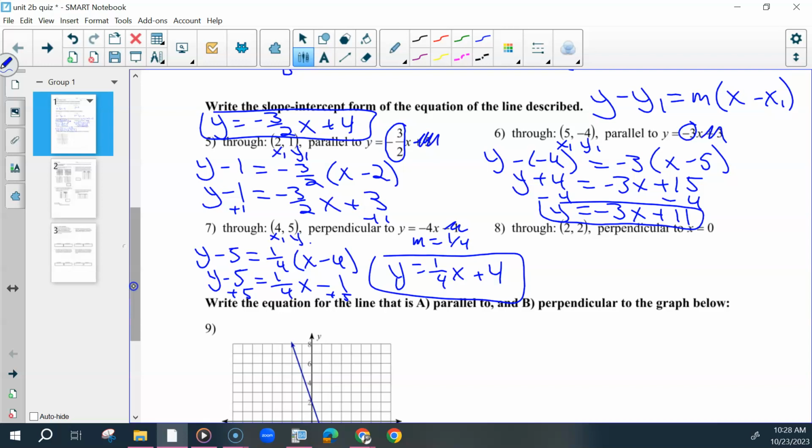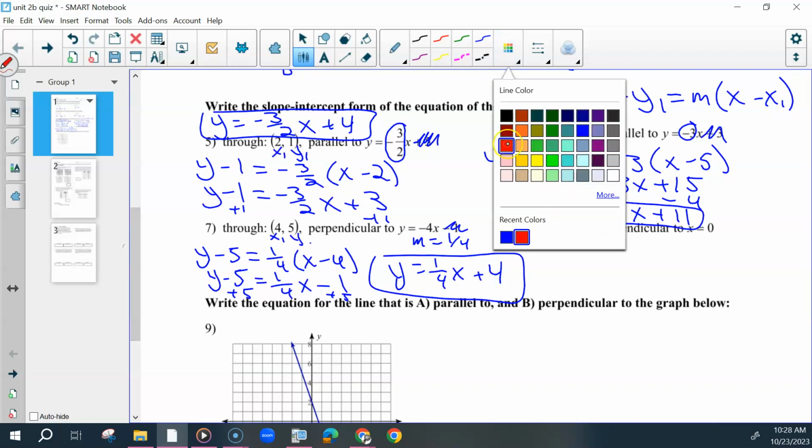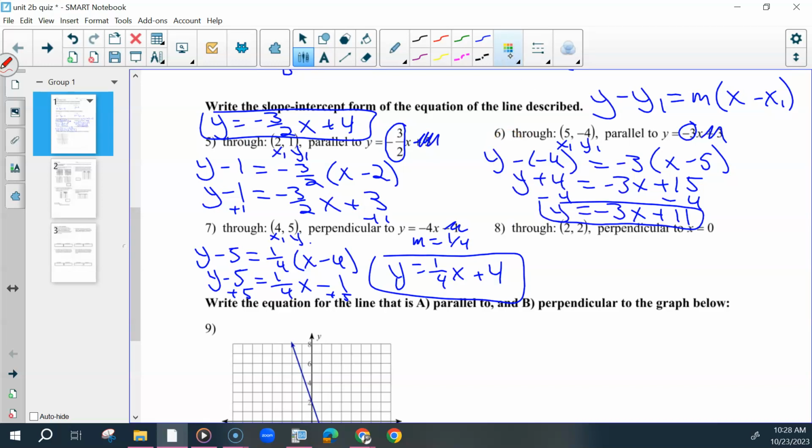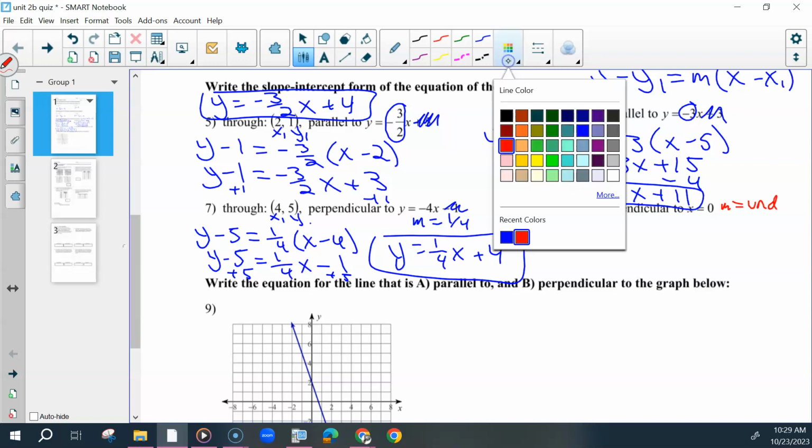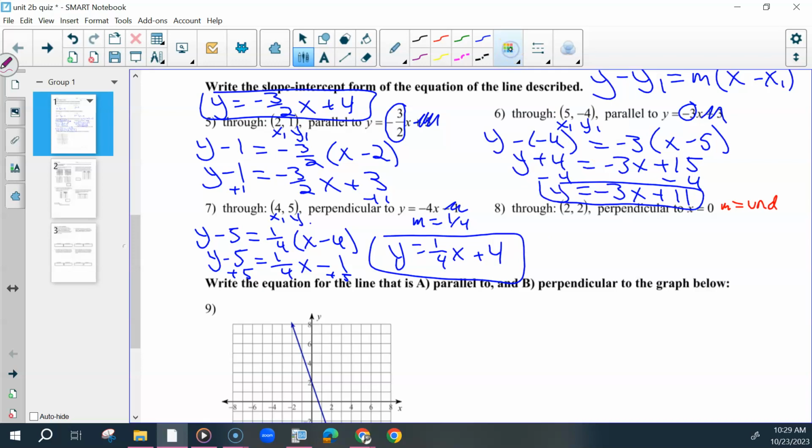Great. 8, you could have done one of two ways. One with work, one without work. So I'll show the with work, and then I'll show what you could have done without the work. First, if it's perpendicular, you need to know the slope of this line, which was undefined. Then you have to take that and flip it so that your new slope is 0. Some of you got to that part.